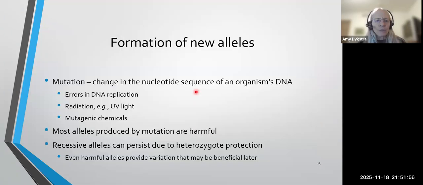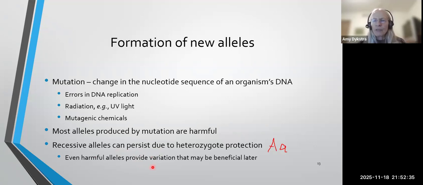So in an individual that is heterozygous, and again, that individual would be, for example, big A, little a. The trait that is expressed is the dominant trait. And so if the harmful allele is the recessive trait, then it can persist in the population because it's covered up or hidden or protected by the dominant allele.